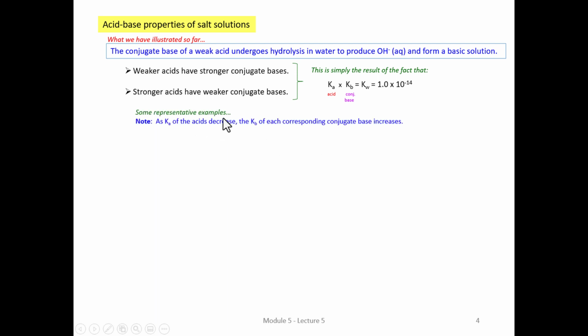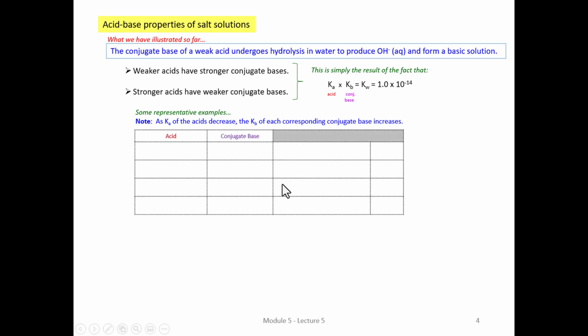So let's look at some representative examples here. And I want you to note once again here in a table that we're going to build that as the Ka of the acids decrease, the Kb of each corresponding conjugate base increases. So let's look at several weak acids and their conjugate bases. Here's chlorous acid. It's one of the stronger weak acids. Its Ka value is 10 to the minus 2. Its conjugate base would be the chlorite ion. The Kb value of this is quite small.